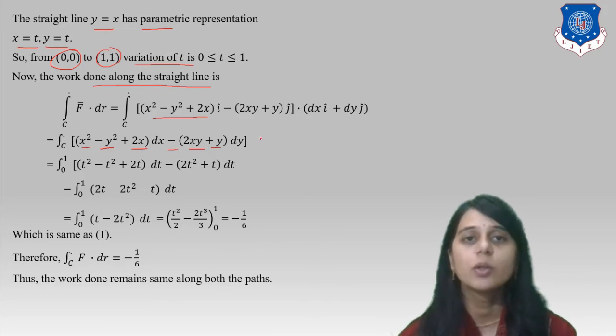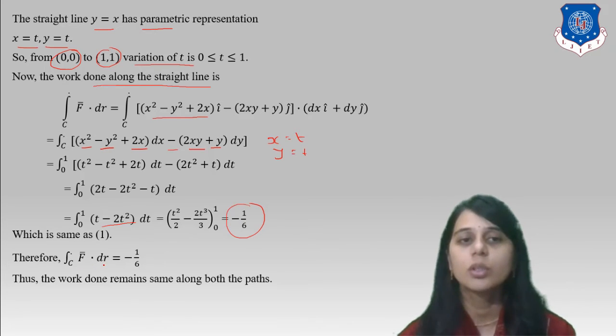Now put the value x equal to t and y equal to t. Whole integration is converted into t formation. Now integrate this function with respect to t. It is t square by 2 minus 2t cube by 3, 0 to 1. Upper limit minus lower limit, answer is minus 1 by 6.